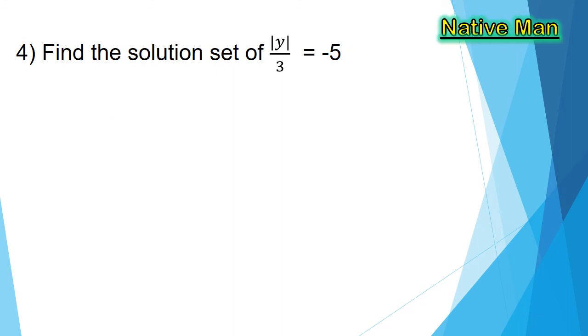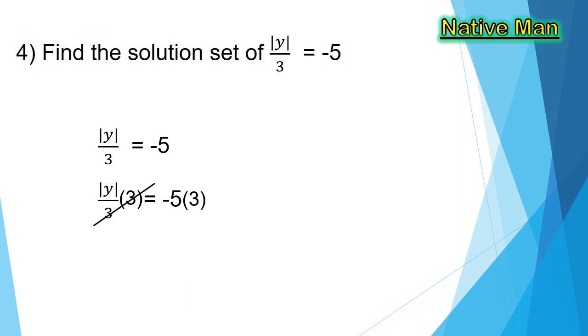Okay, number 4 example. Find the solution set of absolute value of y over 3 is equal to negative 5. So, sa atin pong linear equation with absolute value, meron po tayong rational term, absolute value of y over 3. So, to solve this one, to simplify, dapat lahat po ng absolute value ay nasa left side at lahat po ng walang absolute value ay nasa right side. Ano po? Yung 3 po ay walang absolute value, so tatanggalin po natin. So, imultiply po tayo ng 3 to both sides of the equation.